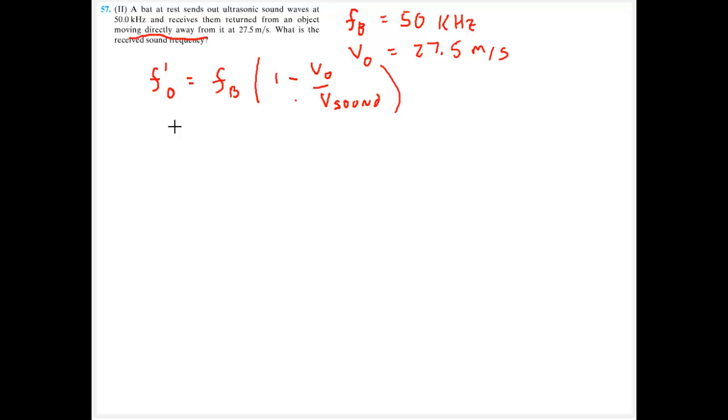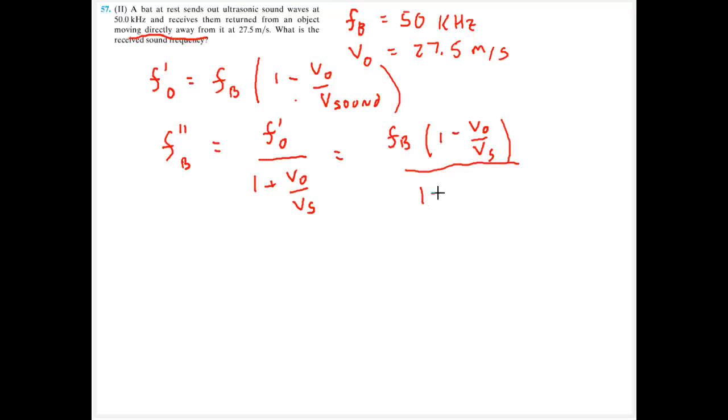And then we're going to have the frequency received back by the bat. I'll put a double prime on that to indicate that. That's going to be the frequency emitted by the object, divided now by 1 plus the speed of the object divided by the speed of sound. So that's going to be equal to the initial frequency of the bat, 1 minus v of the object divided by the speed of sound, divided by 1 plus velocity of the object over velocity of sound.